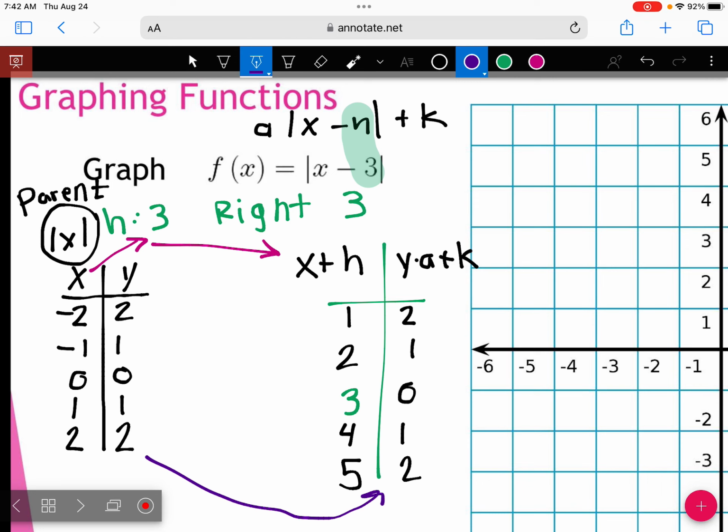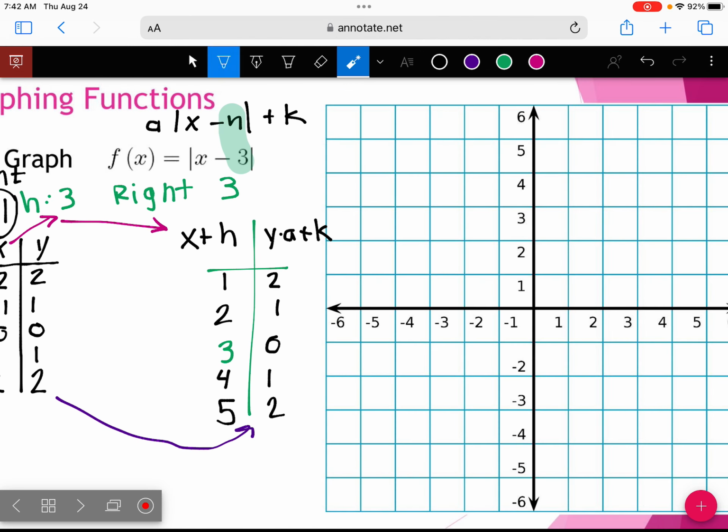It is the same process for everything from now until May. X plus H, Y times A plus K. Same process for everything. It'll be a different parent function for each of our things. But we're going to use this every chapter. Every chapter. Okay? So it's going to come back a zillion times.